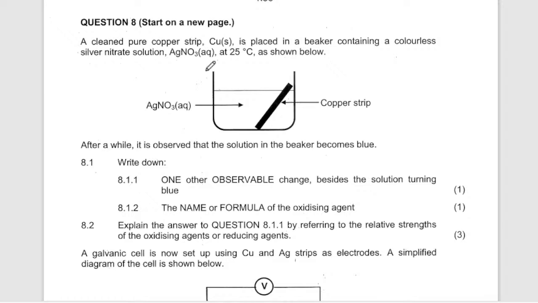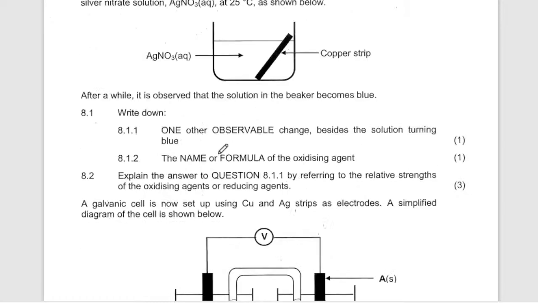A cleaned pure copper strip is placed in a beaker containing colorless silver nitrate solution. After a while, it is observed that the solution becomes blue. What happened? Write down one other observable change besides the solution turning blue. Basically, the solution turns blue because copper is dissolving. So another thing is the mass of copper is going to decrease because copper reacts to form copper ions plus 2 electrons.